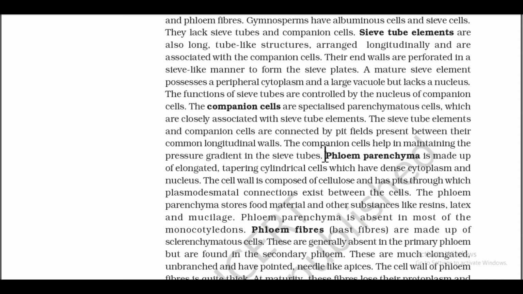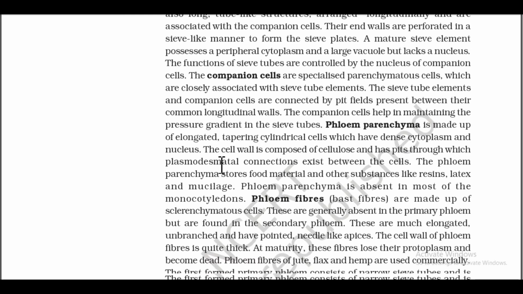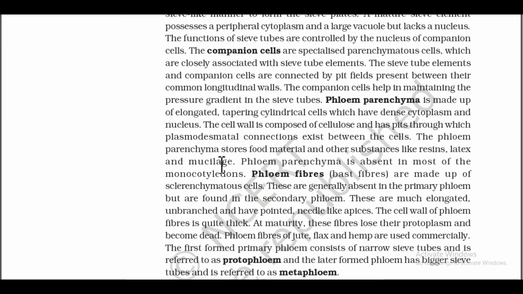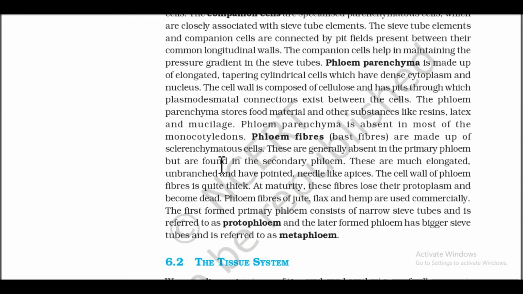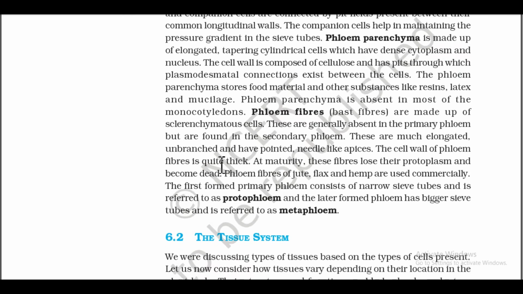Phloem parenchyma is made up of elongated, tapering cylindrical cells which have dense cytoplasm and nucleus. The cell wall is composed of cellulose and has pits through which plasmodesmatal connections exist between the cells. The phloem parenchyma stores food materials and other substances like resins, latex and mucilage. Phloem parenchyma is absent in most of the monocotyledons.